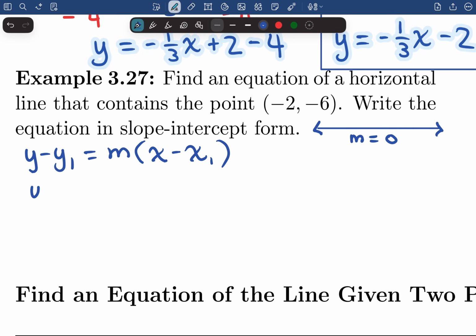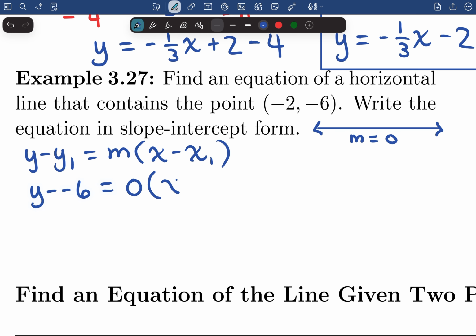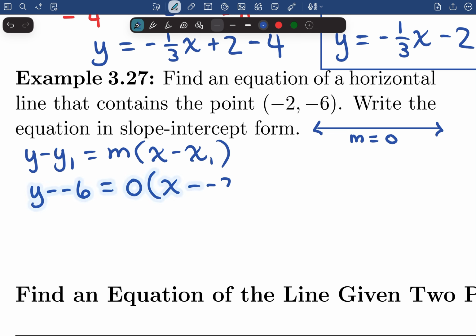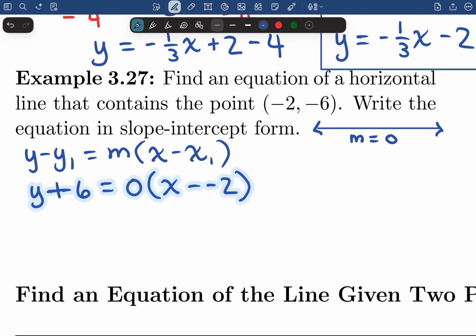So writing this, I get y minus -6 equals m. Well, m is the slope of this horizontal line, which is 0. So I put 0 times x minus, well, x1, which is -2. Okay, so there we go. And at this point, you'll notice this happen again. I have the subtraction sign of the formula and then -6, and I have the subtraction sign of the formula and then -2. So I will turn those double negatives into positives.